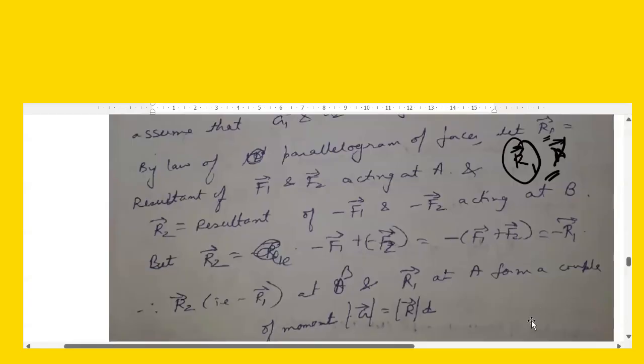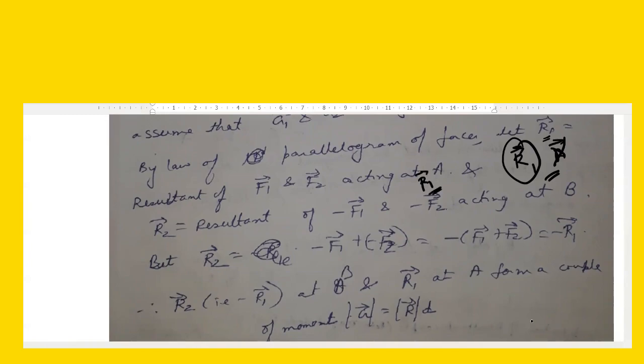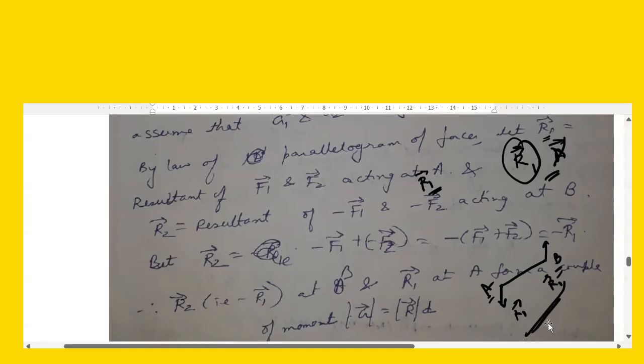So what can I say? What is our main objective here? R1, one force acting at A. Let me just draw it here. R1, one force acting at some point A, and R2, another force acting at some other point B. Point of application differs. Two forces of the same magnitude but opposite direction definitely must constitute a couple.